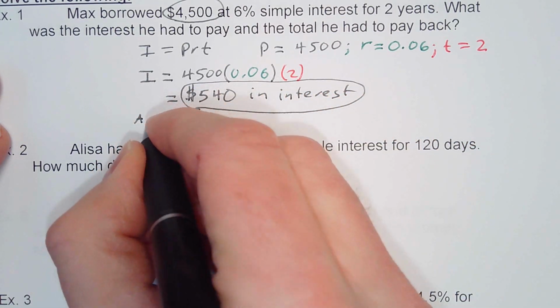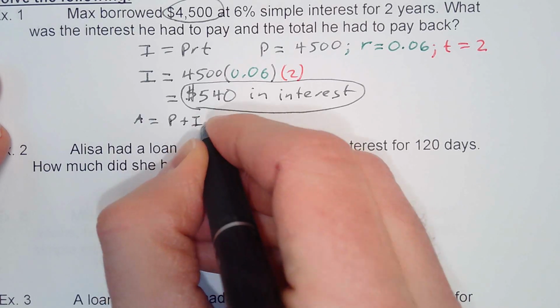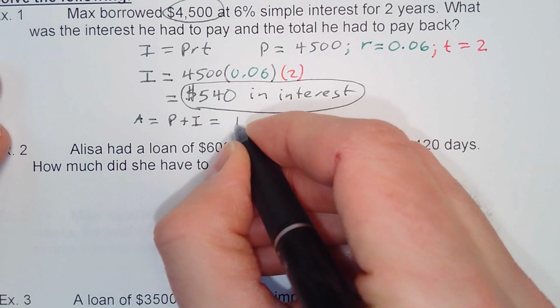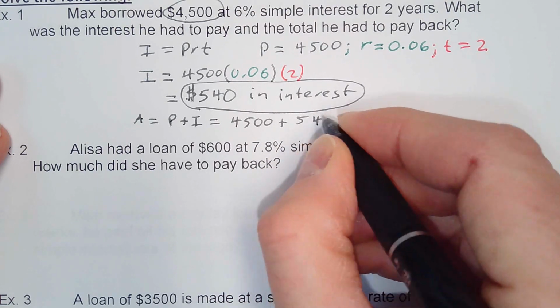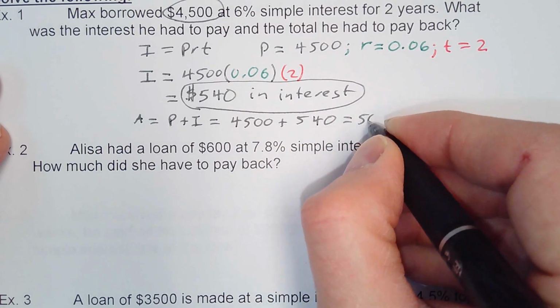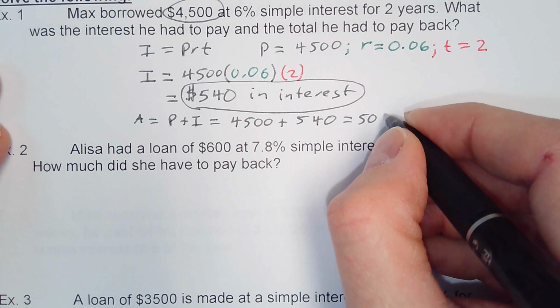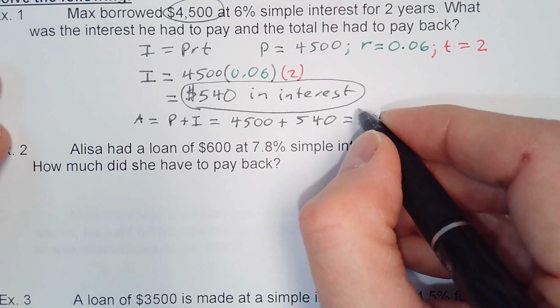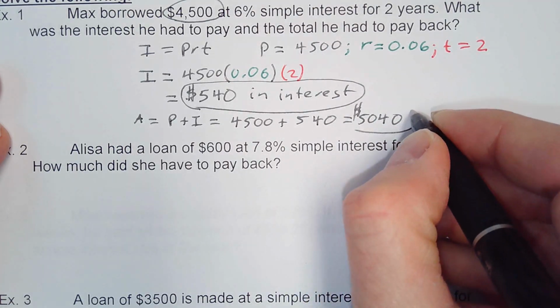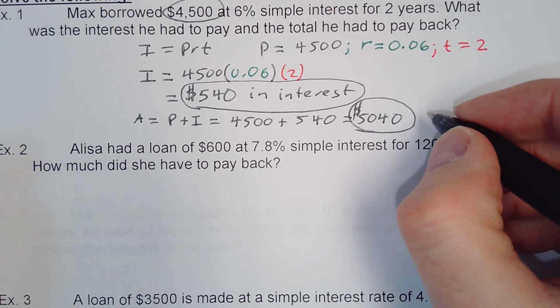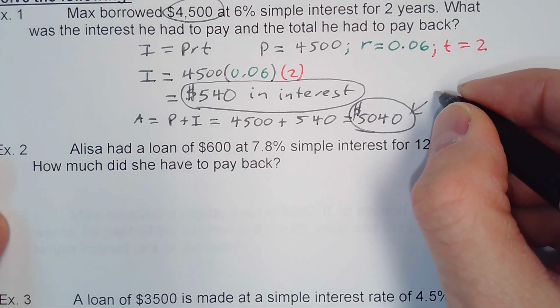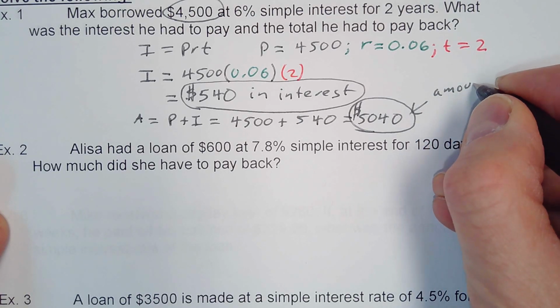So A equals P plus I. So that'd be 4,500 plus 540. That would give us $5,040. And this would be the amount paid back.